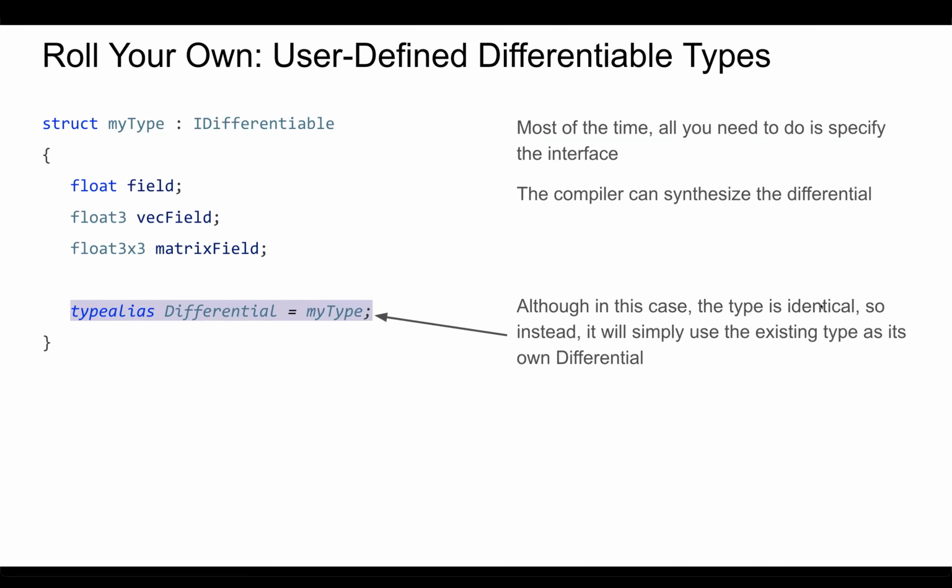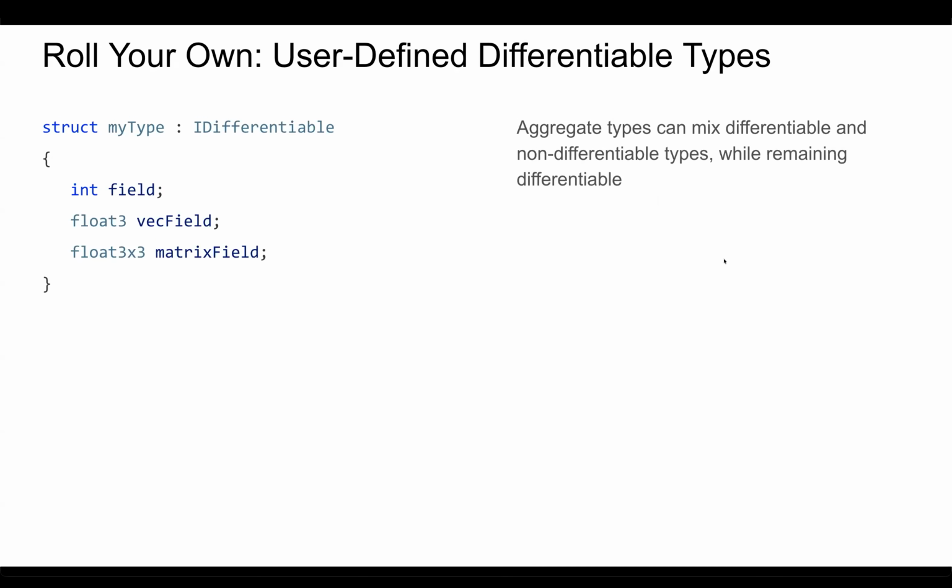Now, in this particular case, since all of the fields are differentiable types, the synthesized differential type will have the exact same structure as the original. The compiler will recognize this and simply use my type as its own differentiable type. Now, note that once again, the lines that you see in italics on a purple background are not what you provide in the code. This is what the compiler automatically synthesizes.